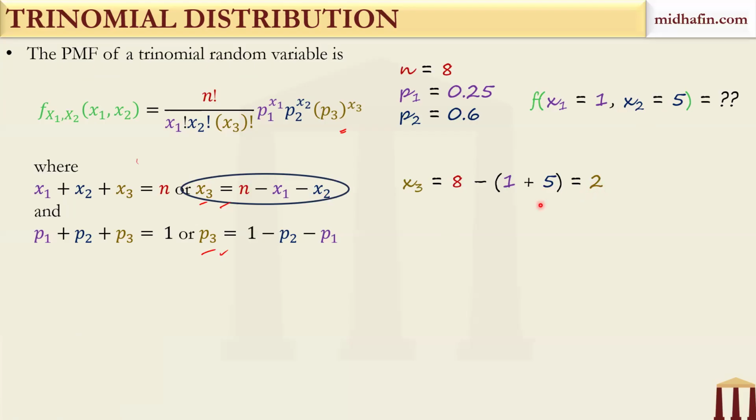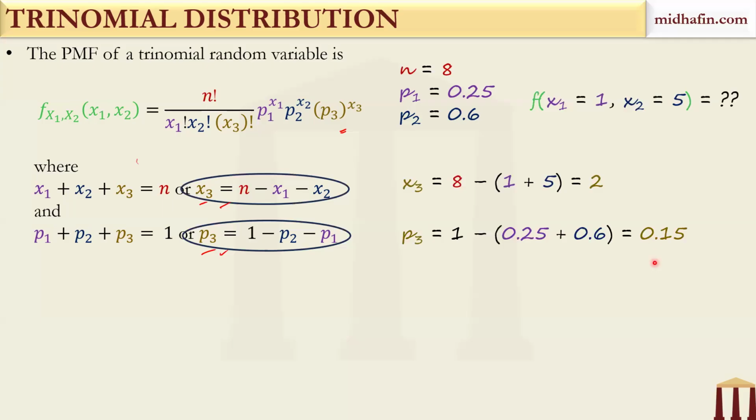P3. The probability of any application being held for review. What will be the answer? 0.15. Correct, 0.15. So there's a 15% chance of any application being held for review. Okay, so we'll just plug these parameters into the formula, and this is what we get.